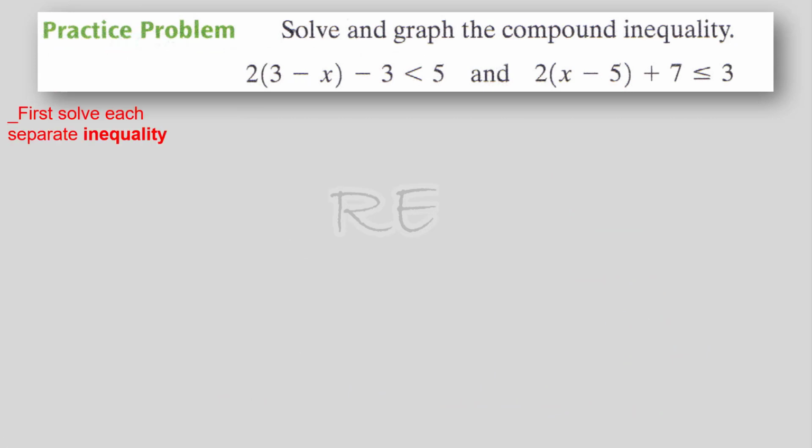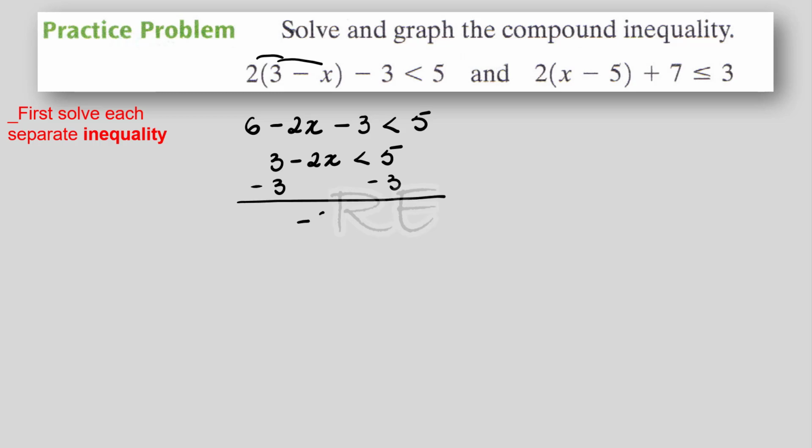First, we're going to solve each inequality separately. 2 times (3 minus x): 2 times 3 is 6, 2 times negative x is negative 2x, minus 3, strictly less than 5. 6 minus 3 is 3. 3 minus 2x, strictly less than 5. Now we're going to subtract 3 from both sides.